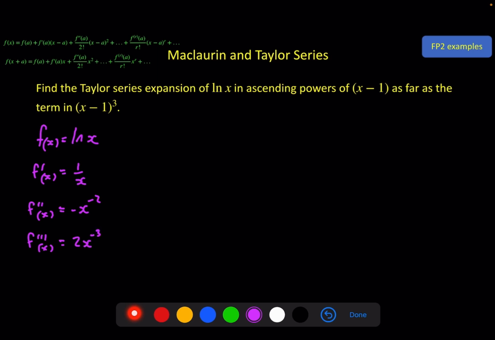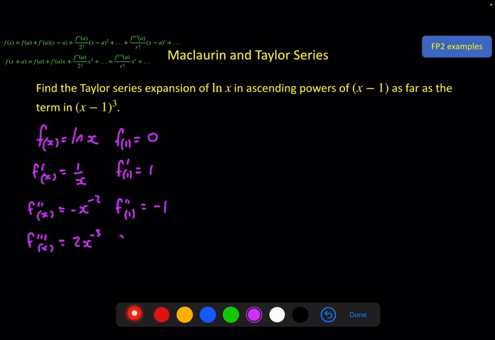Now we need to evaluate each of these, but not at x equals 0, because that was the very problem with Maclaurin series, we can't do that. Here we're using x equals 1. Be careful, don't use minus 1. The minus is part of the formula. So here a is equal to 1. So we're evaluating each of these at 1. And this is not a problem. We can do this for each of these.